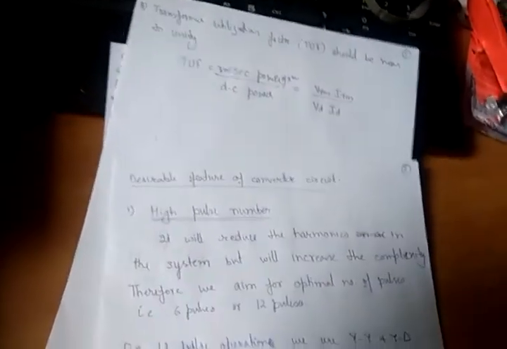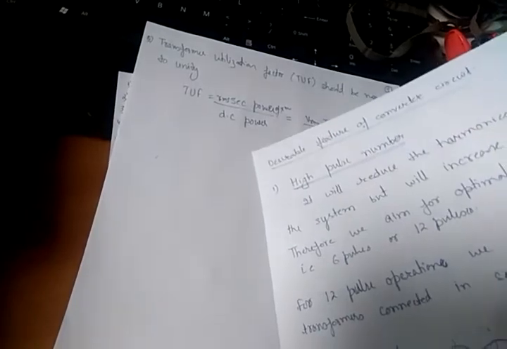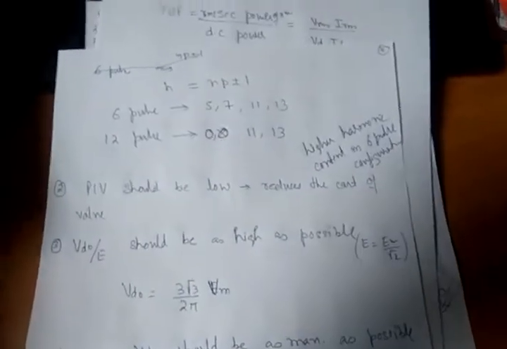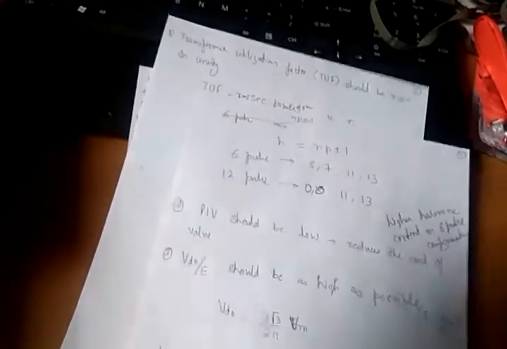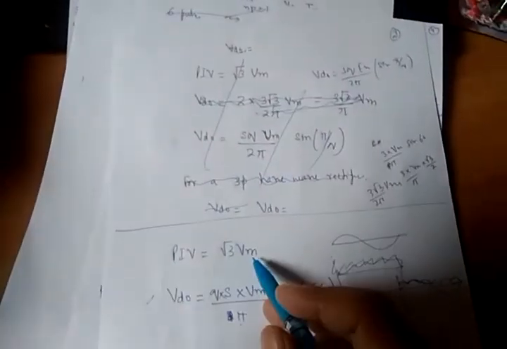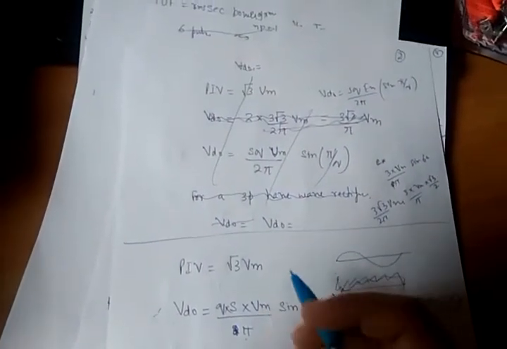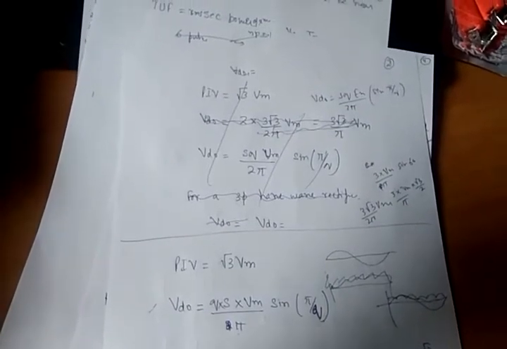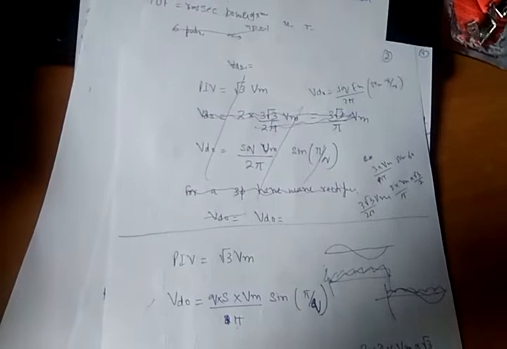So this was a desirable feature, that is the pulse number should be high, and I told you why it should be high. Means output waveform will be more smooth, harmonics will be less. Then peak inverse voltage should be low. You can see that the peak inverse voltage across this is given by root 3 Vm. Peak inverse voltage means the voltage that a diode or valve should withstand in the off mode.